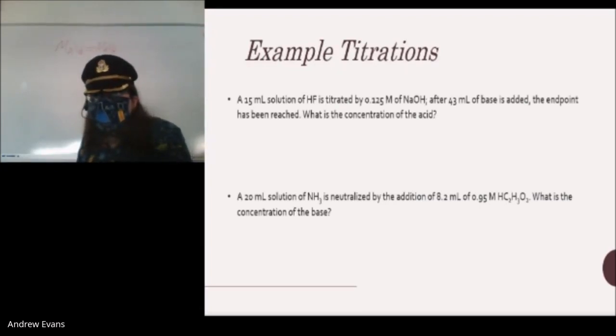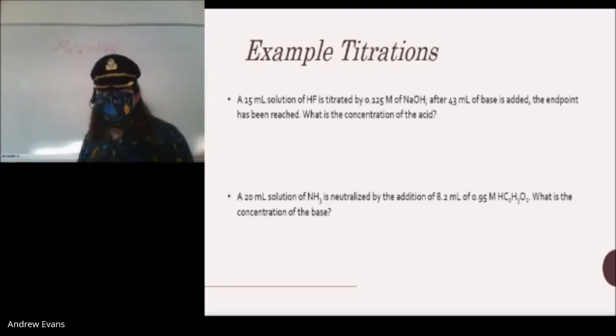15 mL of HF is titrated with 0.125 M. So we know 15 mL is associated with one, and 0.125 molar is associated with the other. So we are adding the NaOH to the HF. And then the next section says after 43 mL is added, so we must be adding the NaOH.